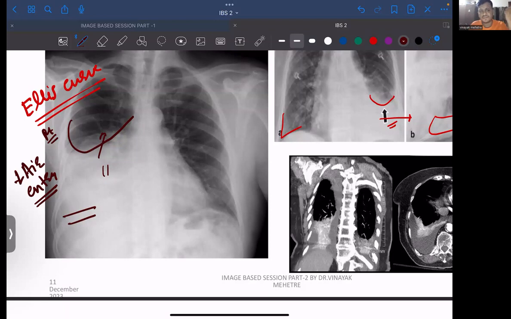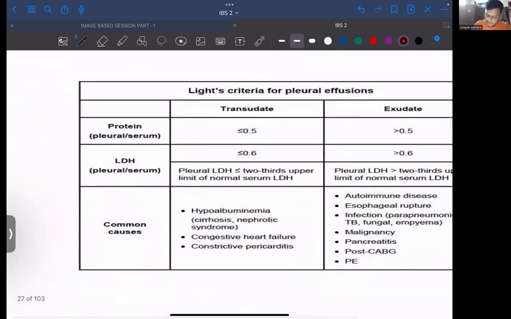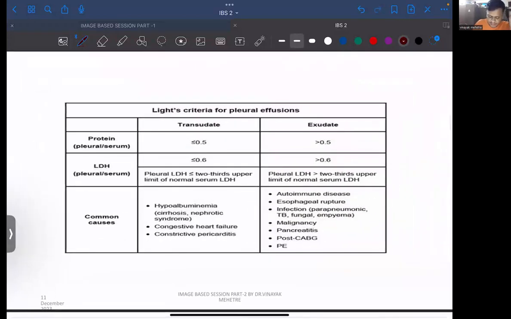This is an exam question, a recent one. Which criteria is used? Yes, it is Light's criteria. What are the types in Light's criteria? Transudative and exudative. Light's criteria is used in pleural effusion. Now how will we remember this?